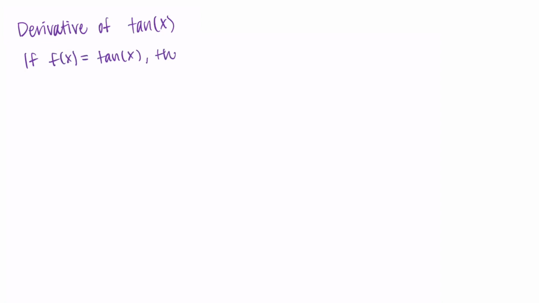Alright, so to wrap up this video, I just want to talk about the derivative of tangent. So for the derivative of tangent, I'm just going to tell you what it is first, and then we're going to make sense of it using the graph. So if f of x equals tangent of x, then f prime, the derivative, is secant squared of x.